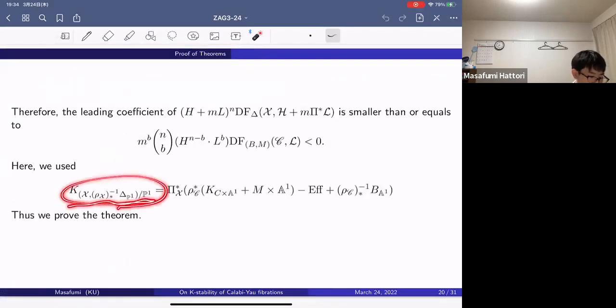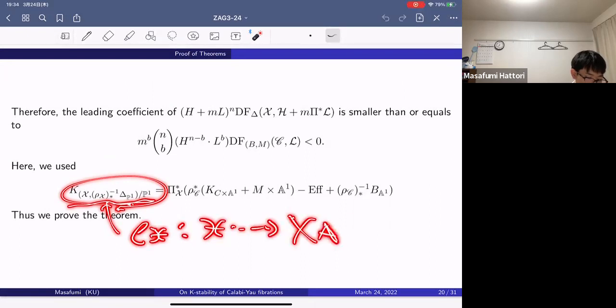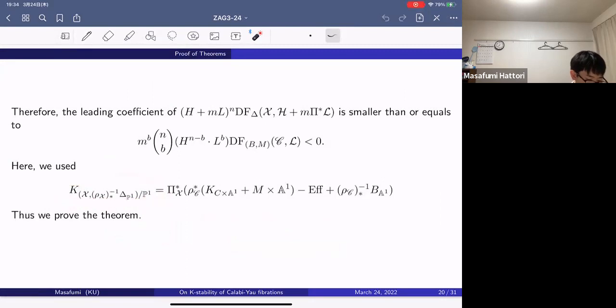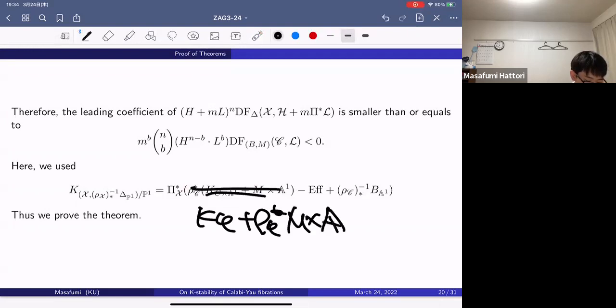So K carry X, rho carry X inverse push delta P1 over P1. So rho carry X is a birational morphism, chemical variation morphism. And so this is the product of Rho product Kc times A1 plus M times A1. Sorry. Kc plus Rho product M times A1.